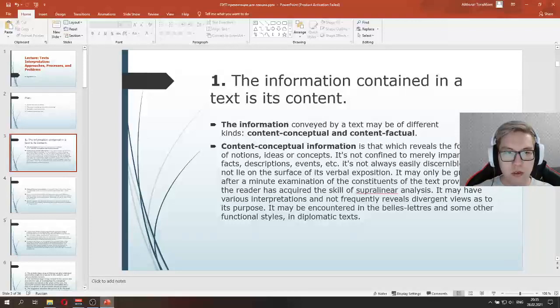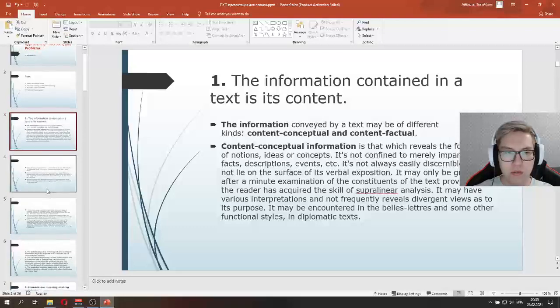It is not confined to merely imparting facts, descriptions, events, etc. It is not always easily discernible, may not lie on the surface of its verbal exposition. It may only be grasped after a minute examination of the constituents of the text, provided that the reader has acquired the skill of supralinear analysis. It may have various interpretations and not frequently reveals divergent views as to its purpose. It may be encountered in the Bell's letters and some other functional styles in diplomatic texts.